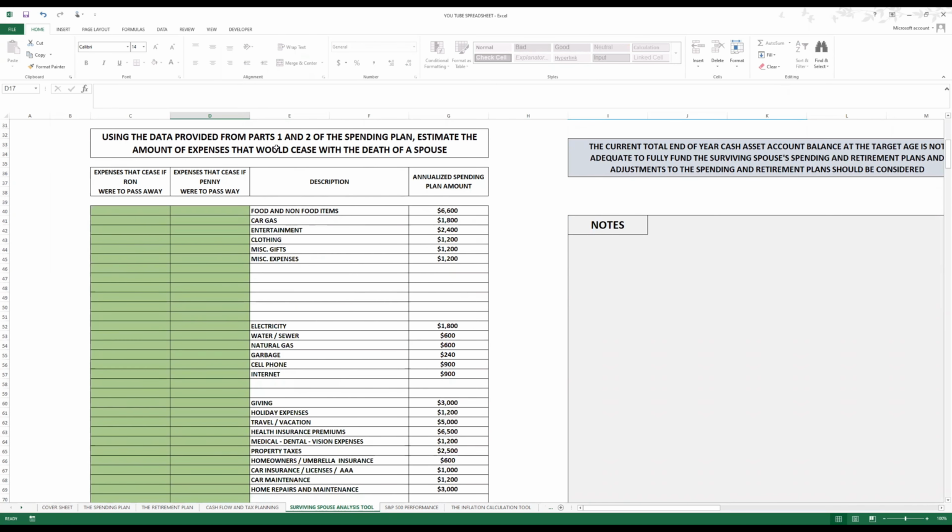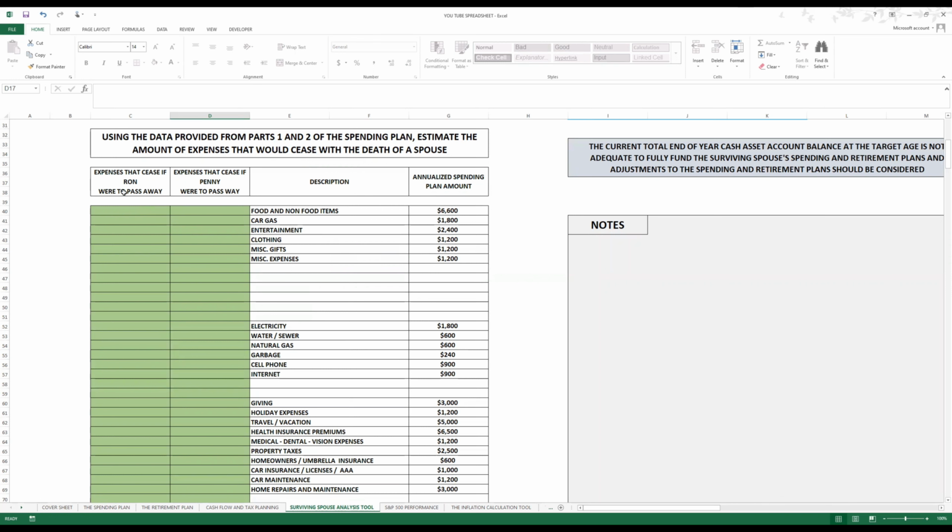What's going to happen here? This is information taken from sections 1 and 2 of the spending plan. And it's going to auto-populate the categories that you have in section 1 and 2 of the spending plan, as well as an annualized total number for each of those categories. And you're going to go down each of these columns and address each of these categories.